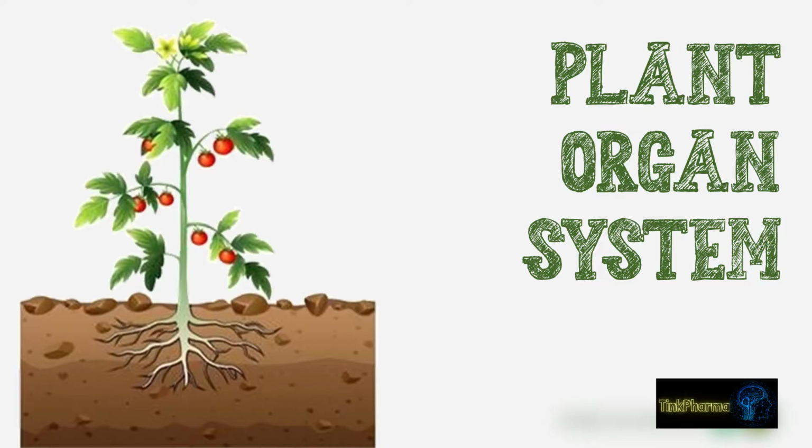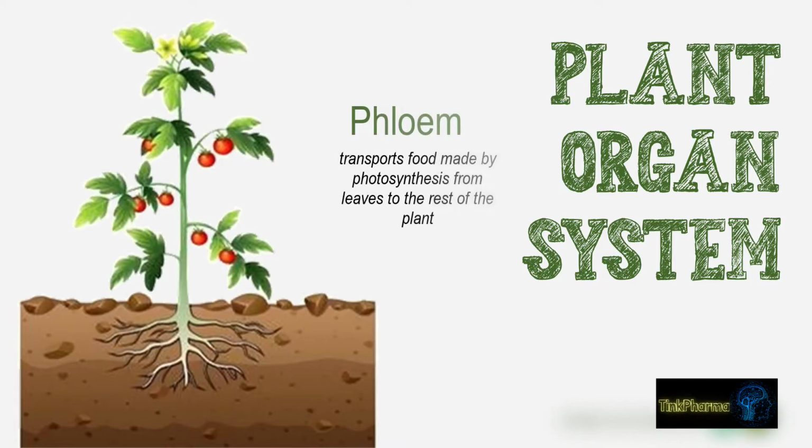Do you still remember the type of plant tissue that transports water and minerals from roots to leaves? If your answer is xylem, you are correct. And do you still remember the type of plant tissue that transports food made by photosynthesis from leaves to the rest of the plant? You're correct. It is the phloem.